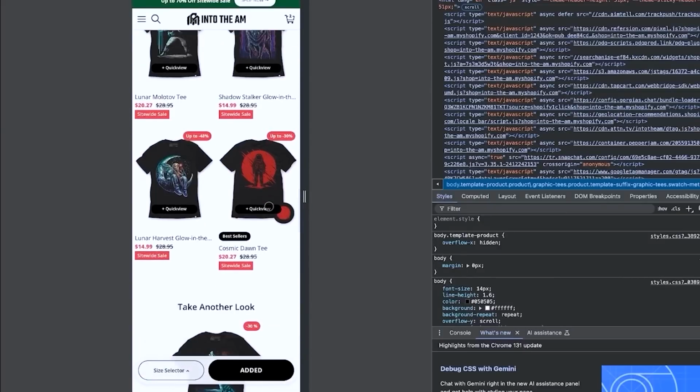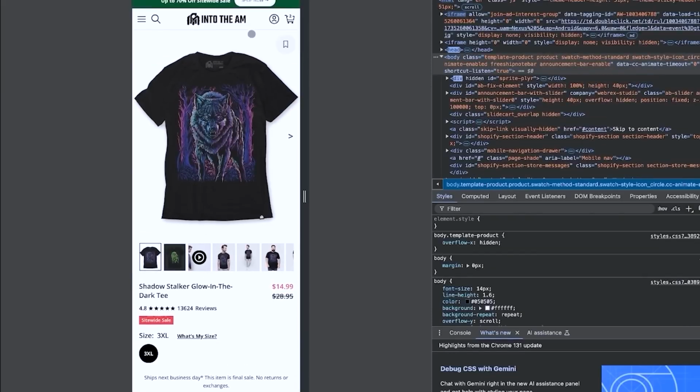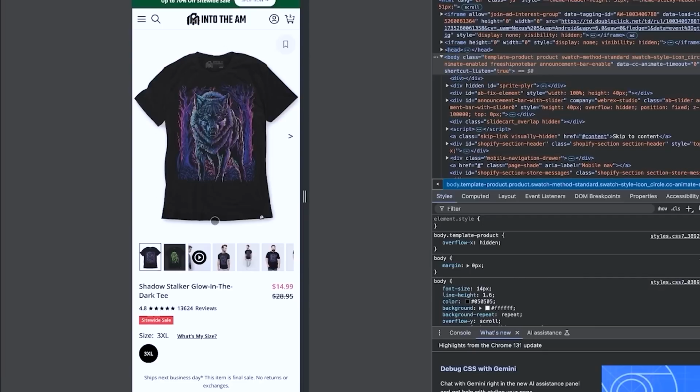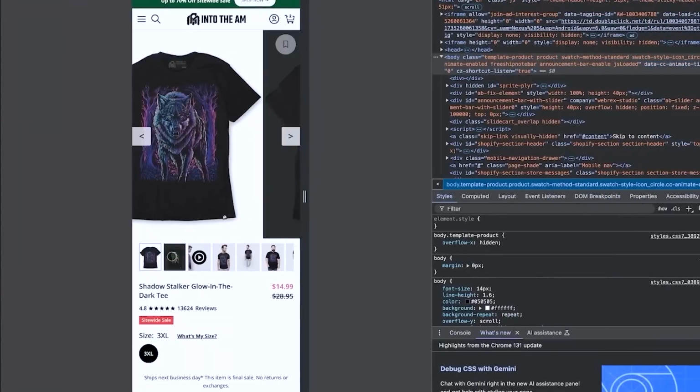Also really interesting that they don't do any mock-ups. It's just flat. Like there's a big difference though, big difference between this mock-up and how high quality this looks versus like the Printify just blank mock-up. That's pretty cool.